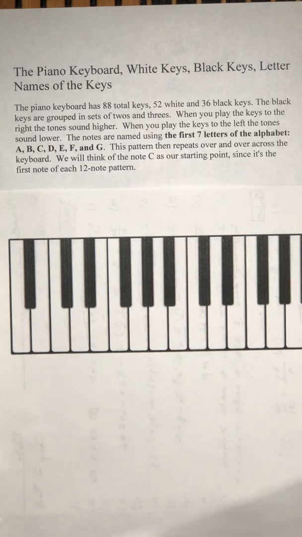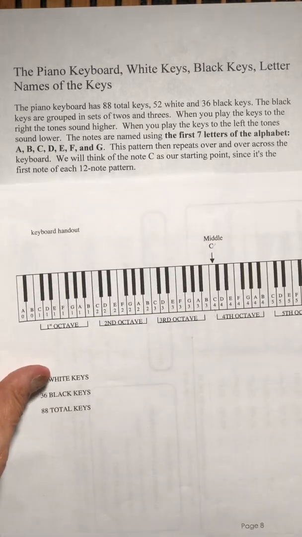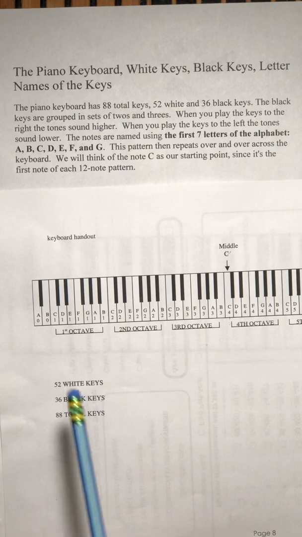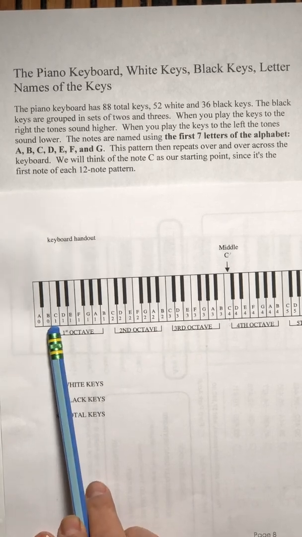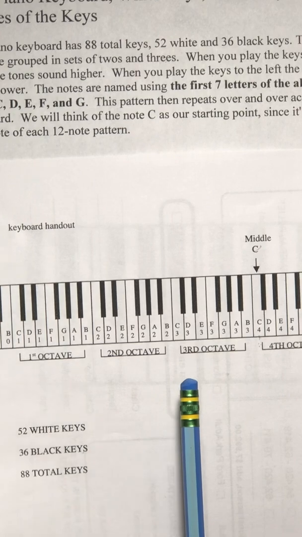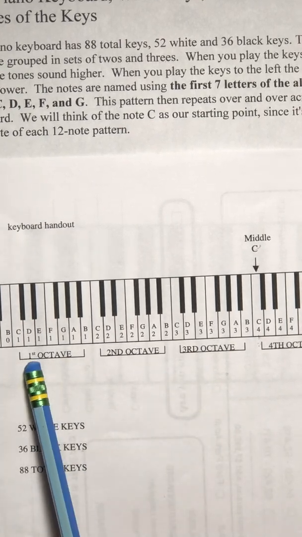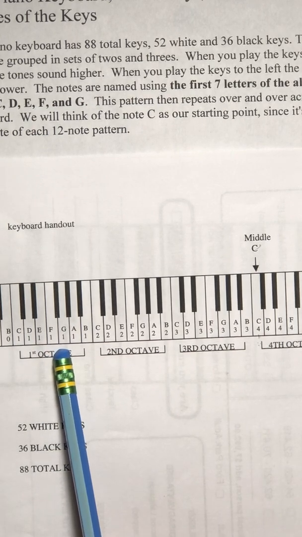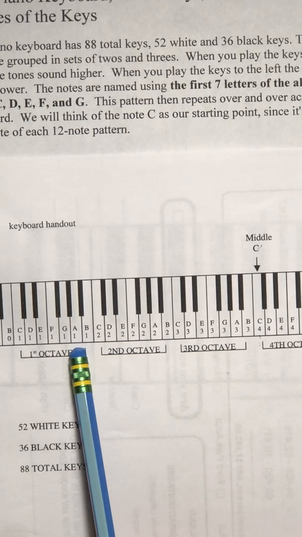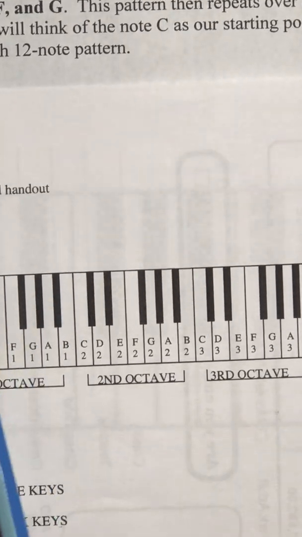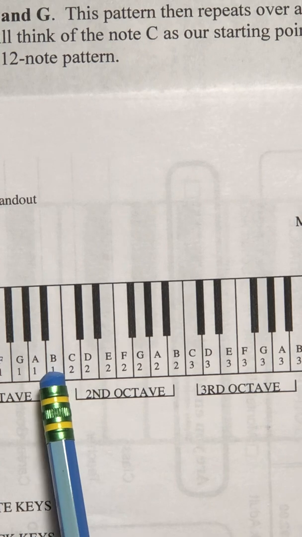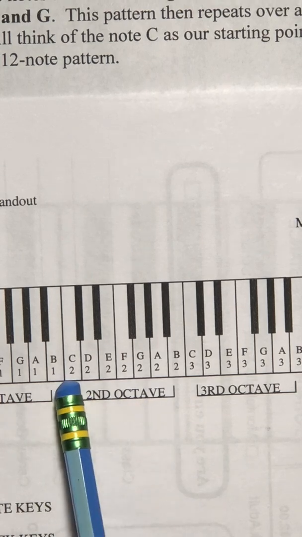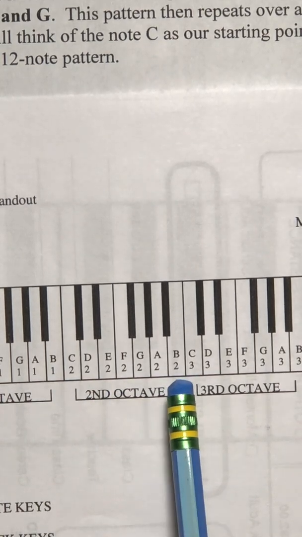Now let's discuss the keyboard octaves. We will start on the first octave, C1. And we have C1, D1, E1, F1, G1, A1, and B1. This is the first octave. And then we start again on C2, counting the second octave, C2 to B2.